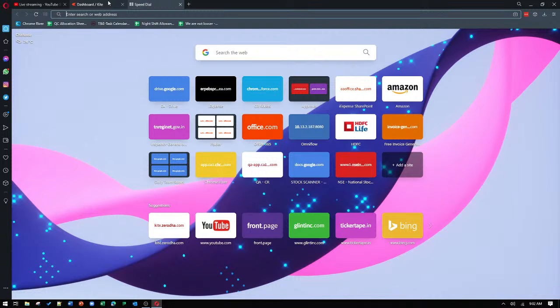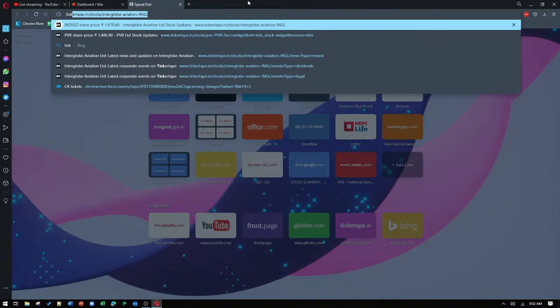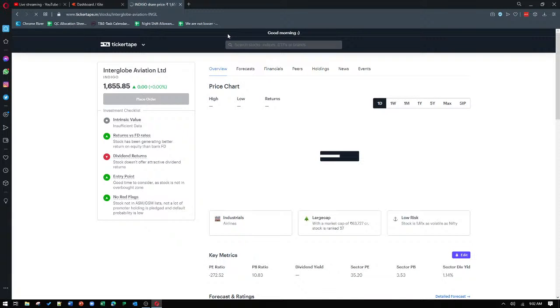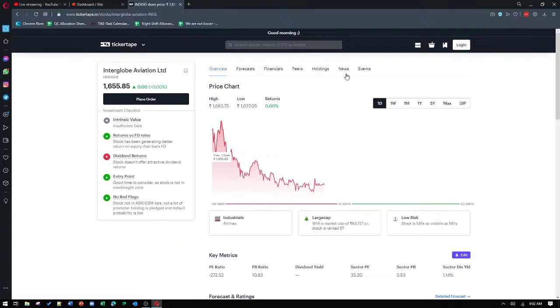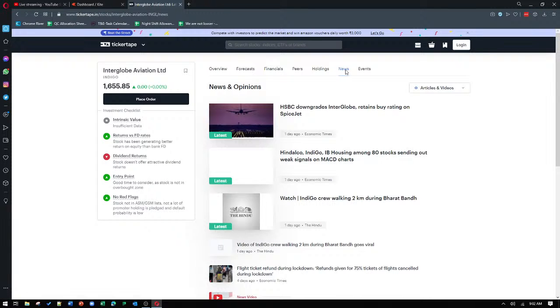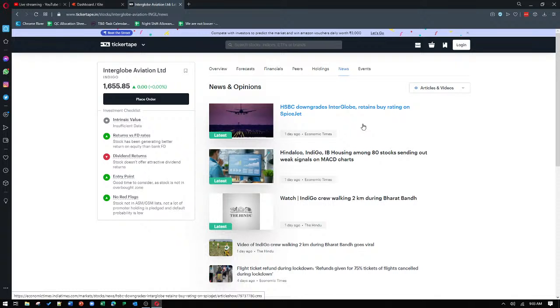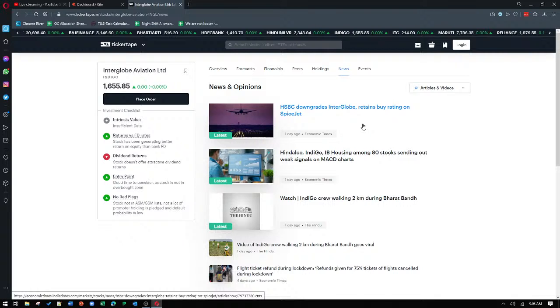What are the things I will do? So I open Kite and I'm opening Tickertape. Why I use Tickertape is to see the news. Tickertape picks news from various places, so that helps me see all the news related to one stock in one place.